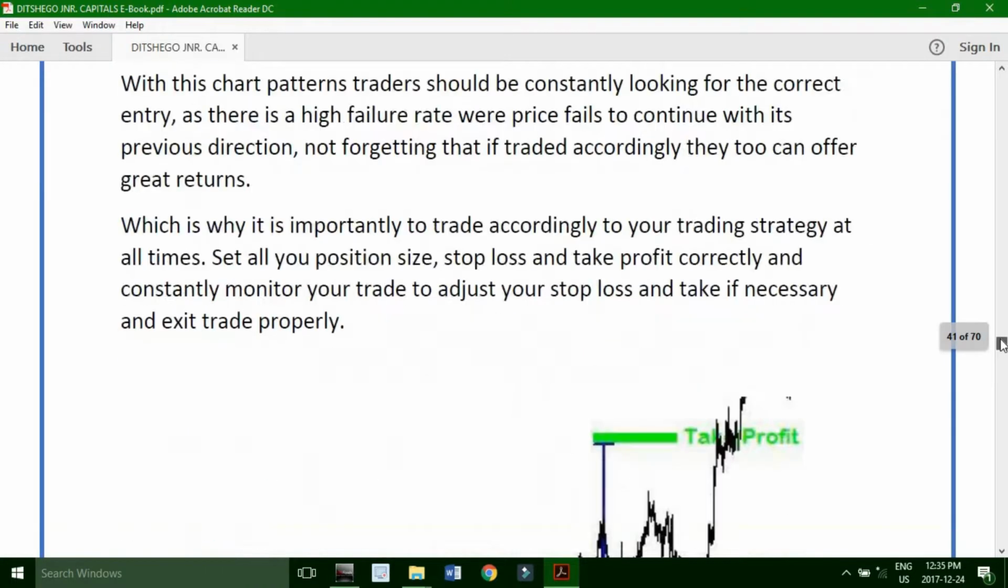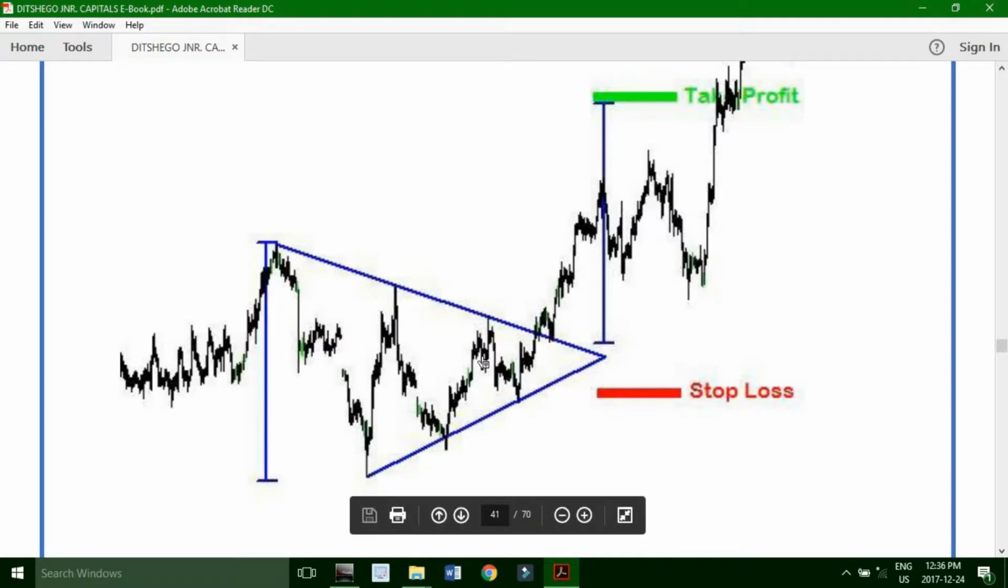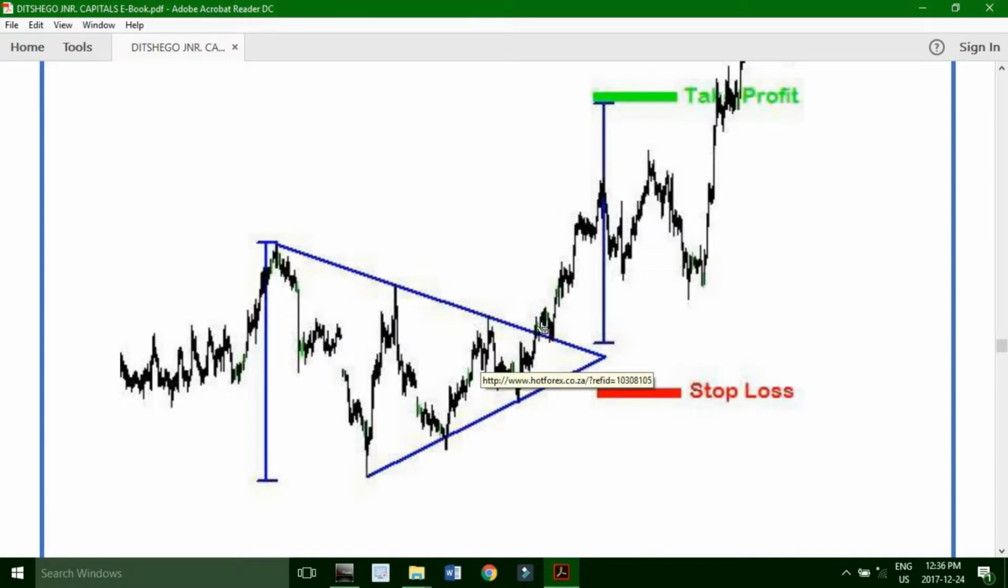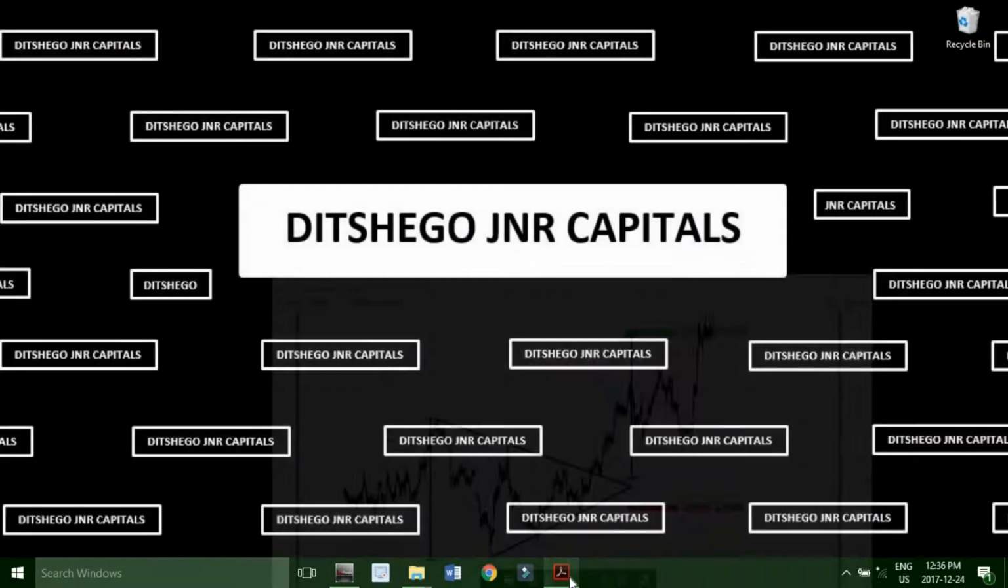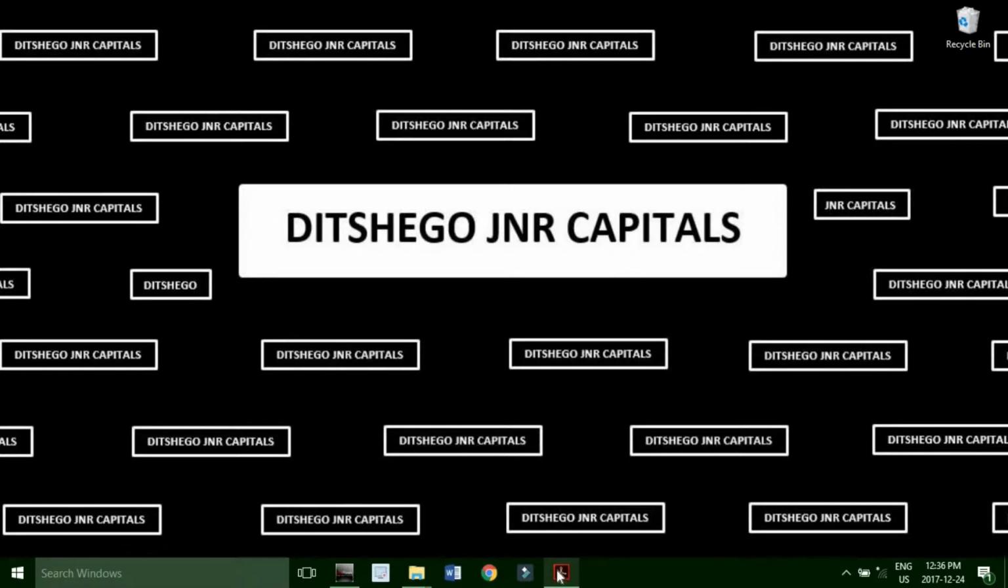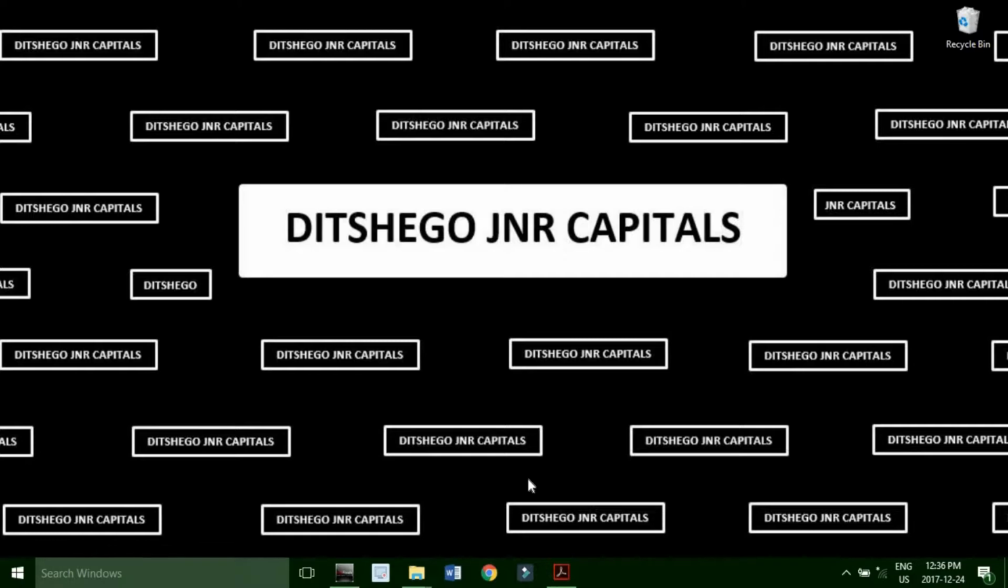I also have another example here which is also more like a continuation, where price was consolidating before it started forming this symmetrical triangle, where we had our break on our resistive trend line here, and price started moving up from there. Let me show you a couple of examples that I've also prepared for you.